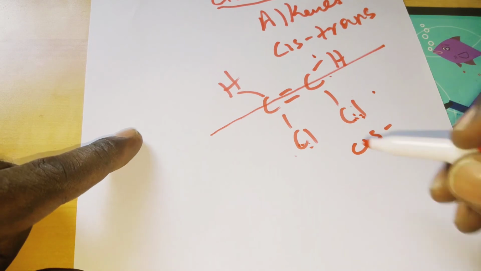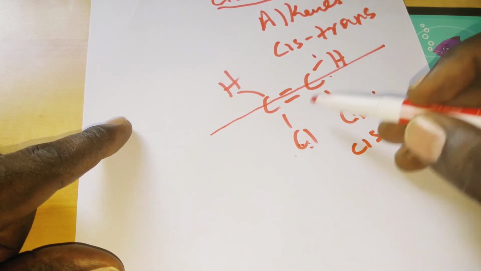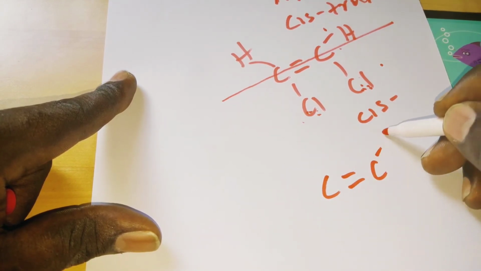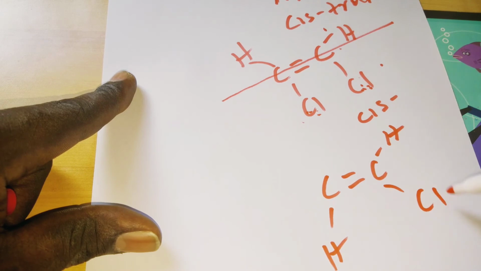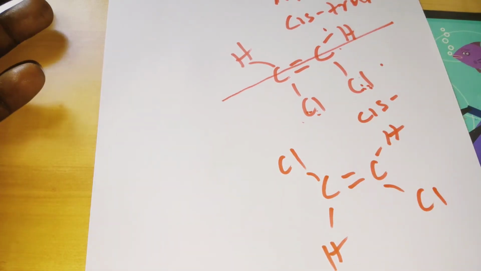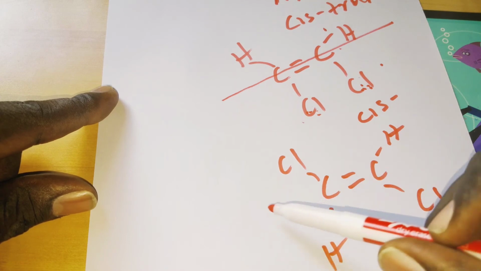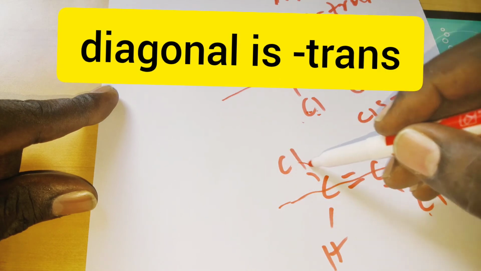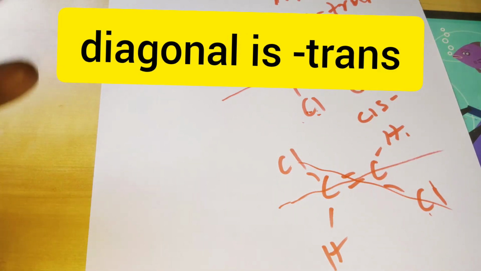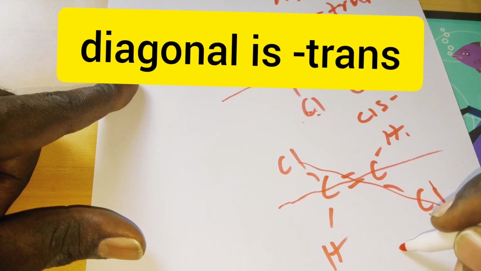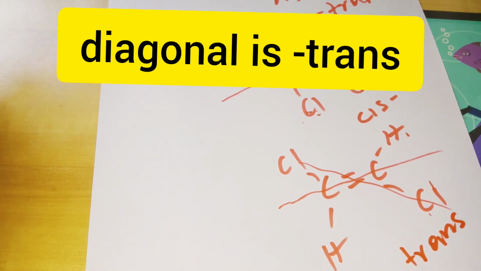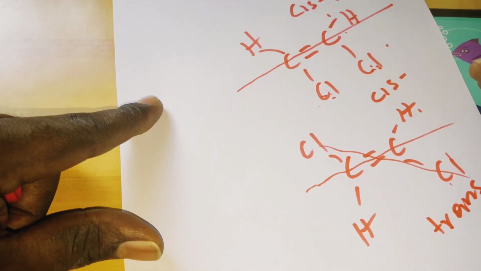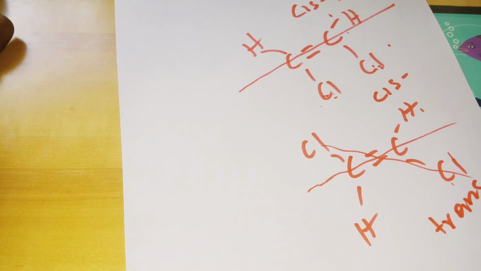Because you could get another orientation of this molecule, you could have a case where you have C double bond C, H, H, Cl, Cl. In this case, the two chlorines are no longer on the same side. They're actually diagonal to each other. Because they are diagonal to each other, we say that they are trans to each other. And when you determine their orientation to each other, you can name the species.